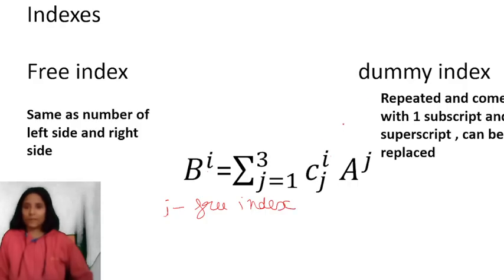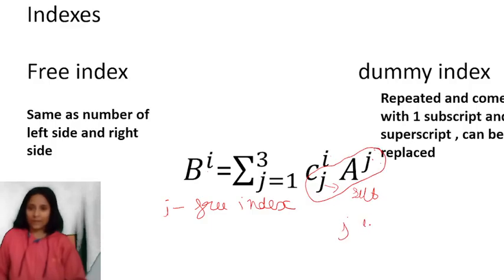Now what is a dummy index? A dummy index is present only on one side. If it is present on the RHS, then the LHS is independent of it. It is always present as one subscript and one superscript. In one variable it acts as a subscript, if it is below; if it is above, we call it a superscript. You can see j is present below and here j is present above. So here j is a dummy index.